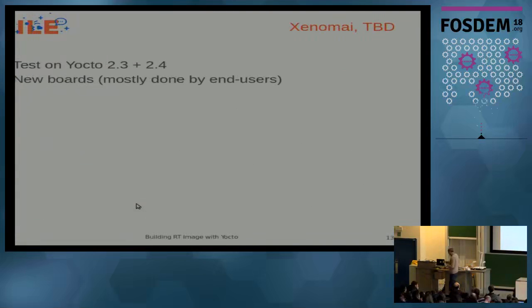There is some work to do because I didn't test on recent versions of Yocto. It's not so difficult to do, and to test on new boards. But most of the time it's done by the end user. So you can get the recipe from the domain, and you just have to modify the recipe to match your kernel edition, and it should work.